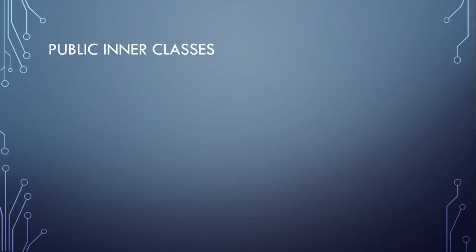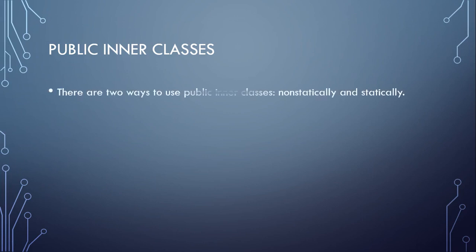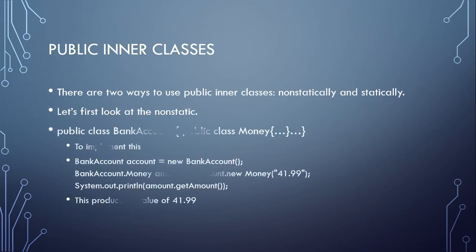Now, I mentioned private inner classes, but there's also public ones. Now, public ones, if you remember, have a little more nuance to them than that of the private ones. There are 2 ways really to use public inner classes, which is either through non-static or static calls. So first we'll look at the non-static, public class BankAccount, public class Money. To implement this, we're going to say BankAccount account equals new BankAccount, which made the object. BankAccount.Money amount equals account.new Money, $41.99. System.out.println amount.getAmount, which of course produces $41.99.